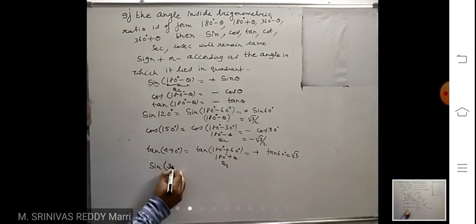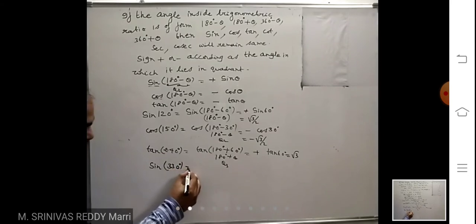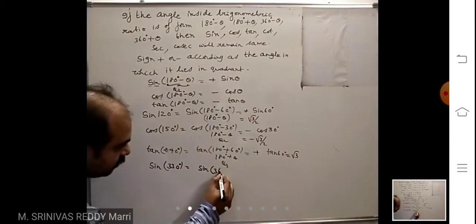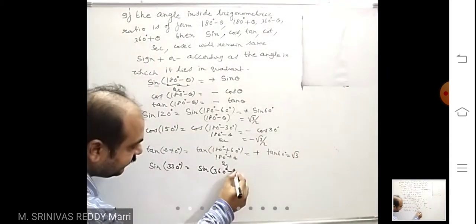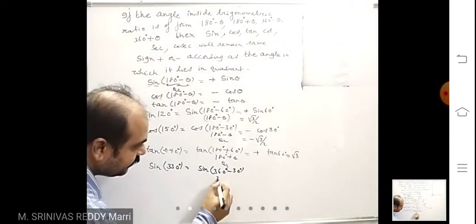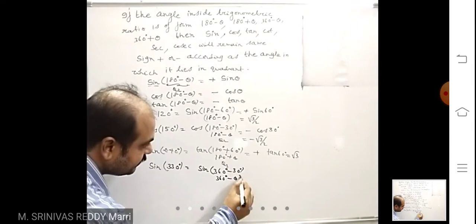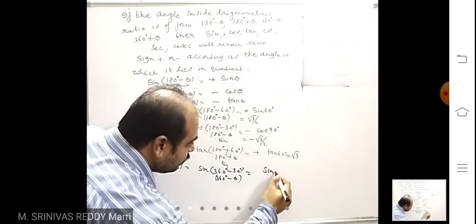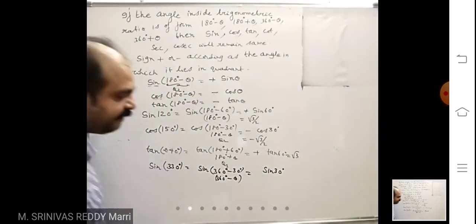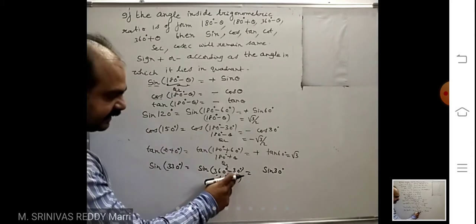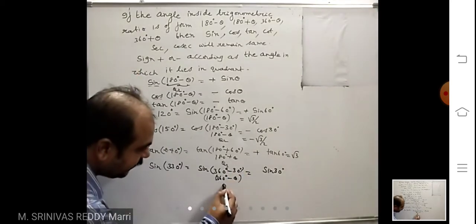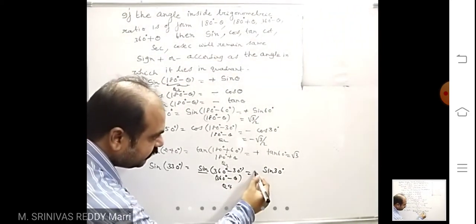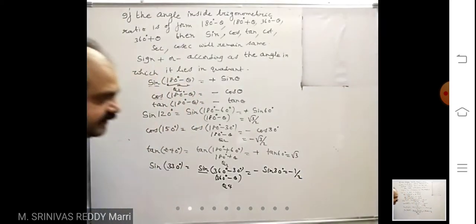Suppose, let us say, sine of 330 degree. 330 is 360 degree minus 30 degree. That means this is 360 degree minus theta. So if the angles are of this form, write sine theta, sine 30 degree. Don't write sine of minus 30. Theta is 30 degree, and 360 minus theta is in quadrant 4. So what is the sign of sine? Sine will be negative. So this is minus 1 by 2.